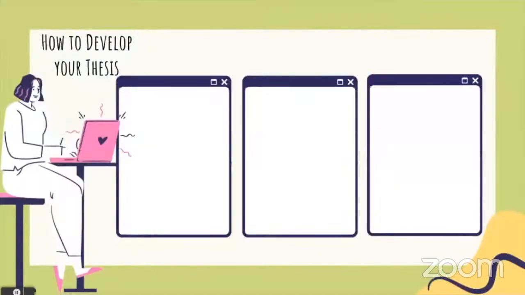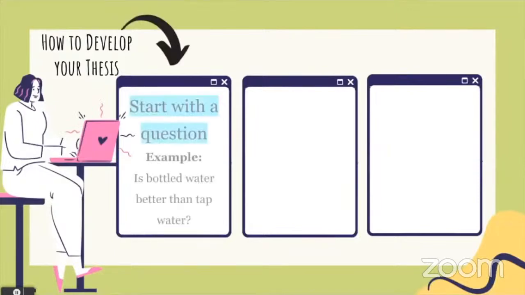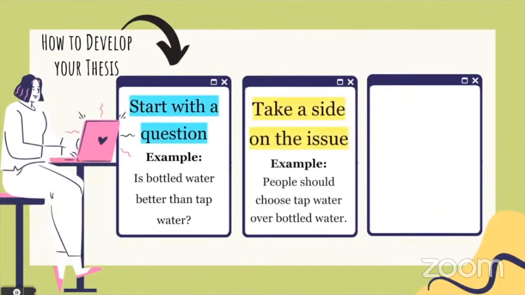So there's 3 steps to develop your thesis. Step 1, you're going to start with a question. So for example, is bottled water better than tap water? And then you'll take that question and you'll pick a side. So for example, people should choose tap water over bottled water. That's the position I took. That's the side I chose.